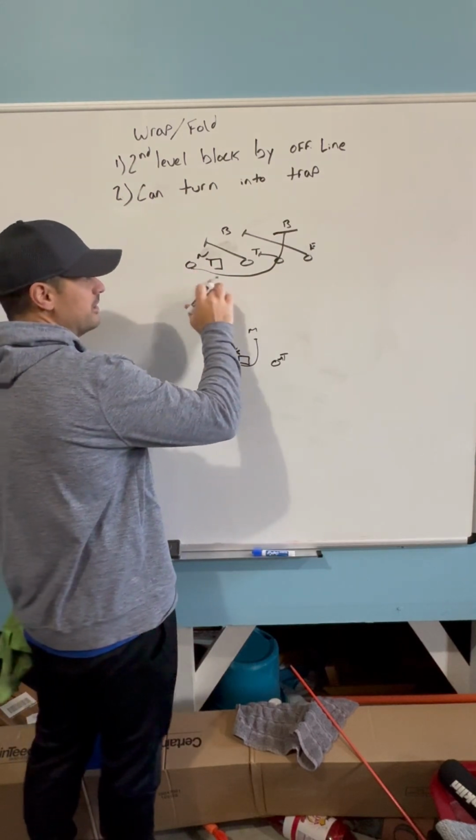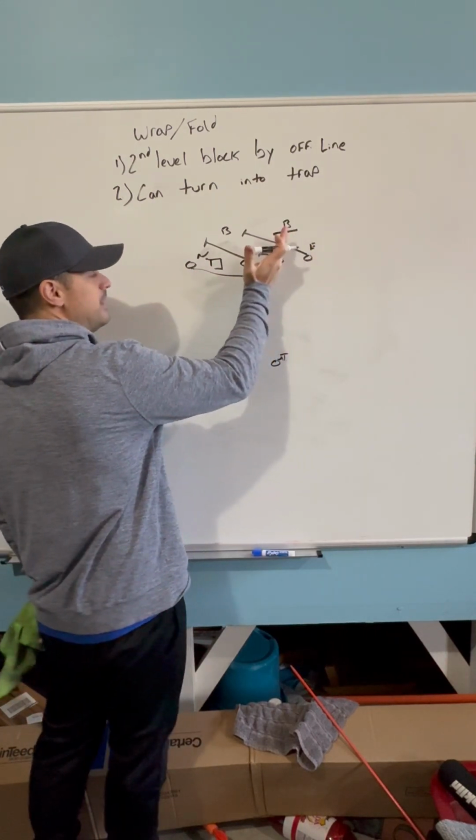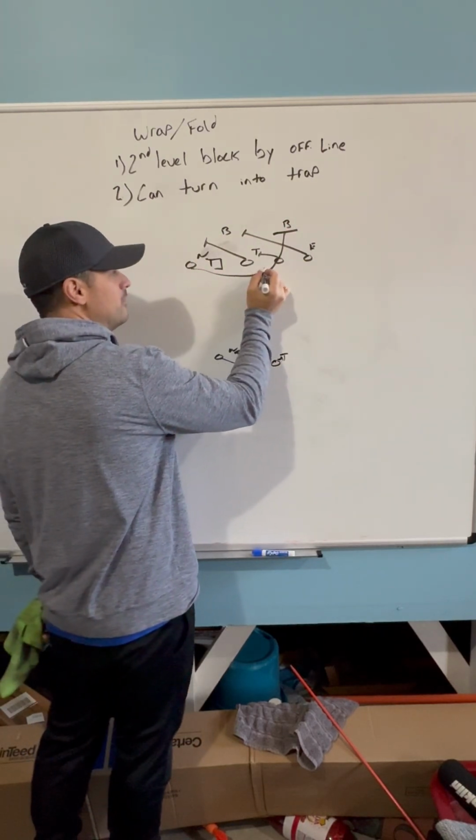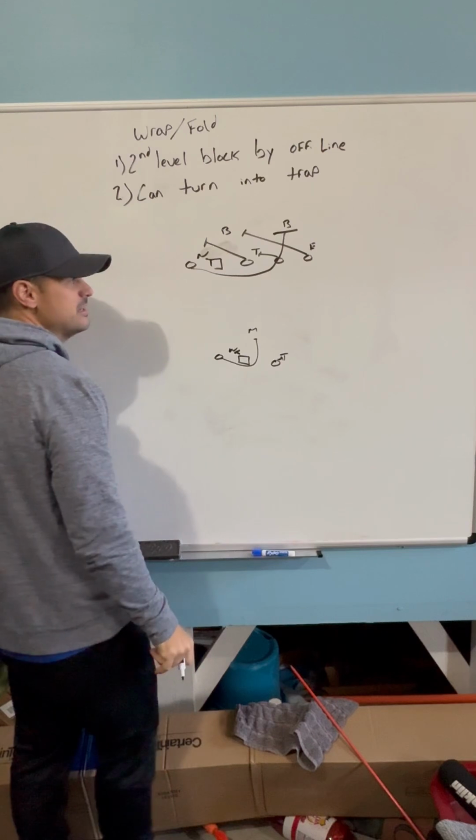The idea there is to keep our shoulders square. As the down blocks create this wall, we want to insert as tight as we can to wherever that first point of entry is.